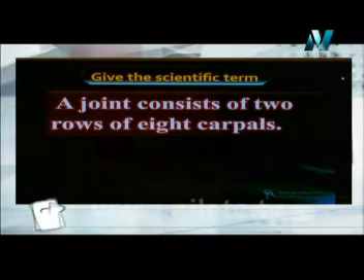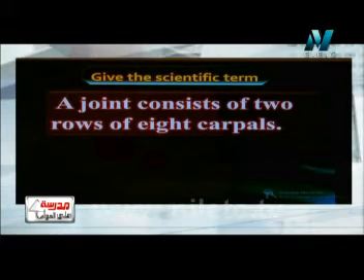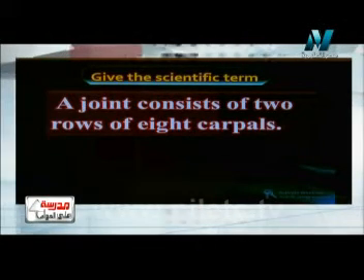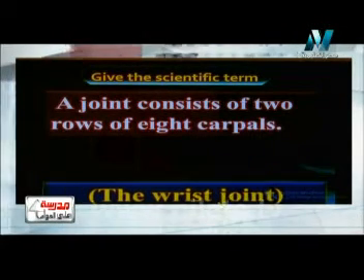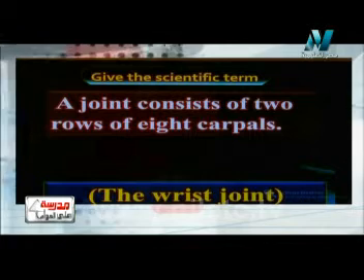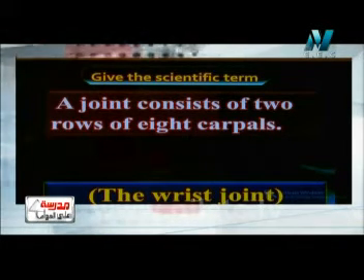The next. A joint consists of two rows of 8 carpals. Two rows of 8 carpals form the joint, which is called the wrist joint. The 8 bones are formed in two rows that form the wrist joint.